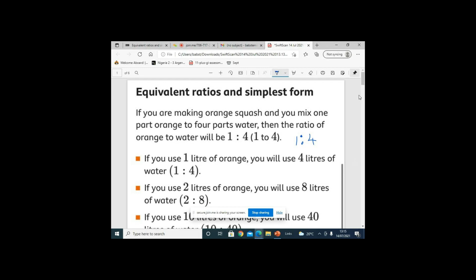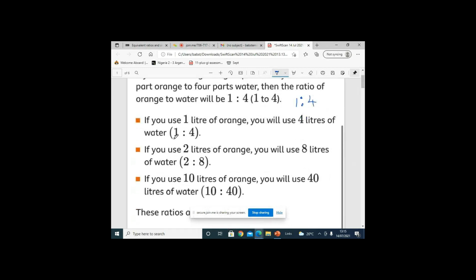If it's 2 liters of orange, you will need 8, so it's going to be 2:8. Then if it's 10 to 40, it's going to be 10:40. So this is how they use ratios to compare two items together.